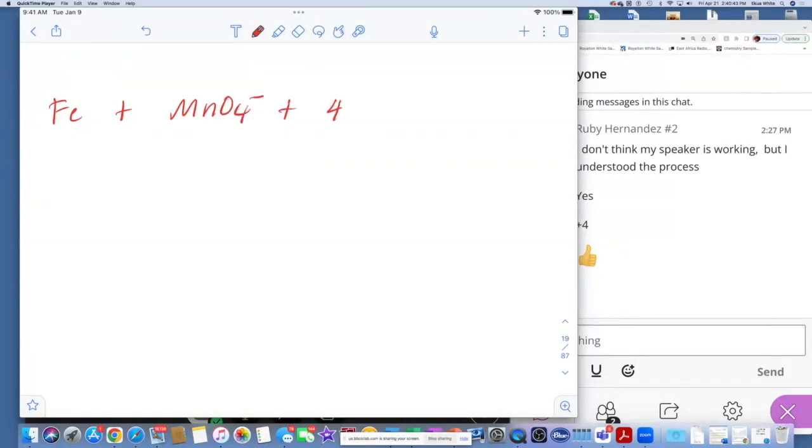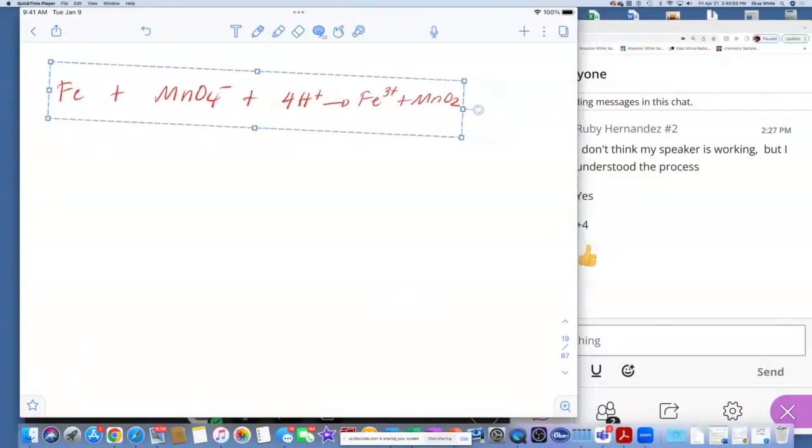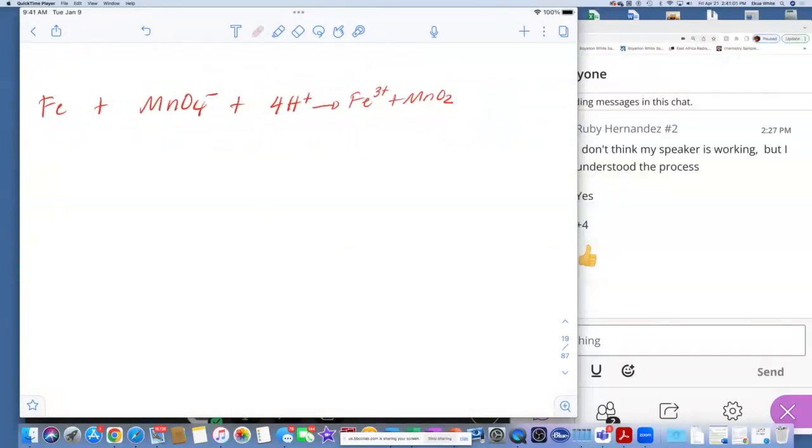MnO4 minus plus 4H plus to give us Fe3 plus, MnO2, plus 2H2O. Okay, so we have this here. Now, for this question, they're saying find what element is oxidized, what was reduced, and determine the oxidizing agent and the reducing agent. Okay, we can do that.